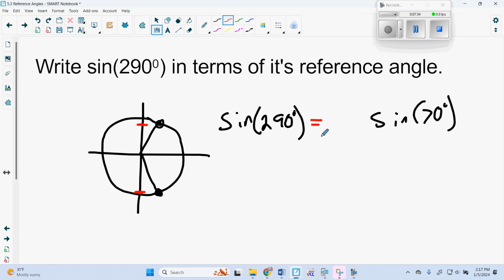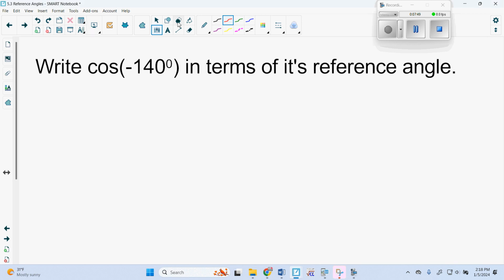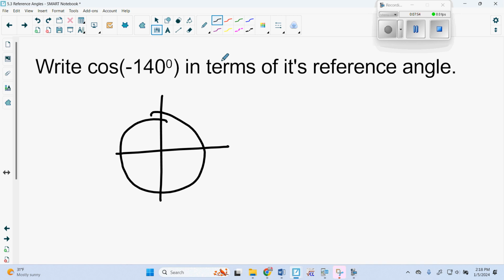So how do I write sine of 290 in terms of its reference angle? It is minus the sine of 70. So that is how we do our reference angles. Now, all that makes this harder is just where your angle is. So where is cosine of negative 140? Cosine of negative 140 is right here. That means my reference angle is 40. Cosine of 40 is back here.